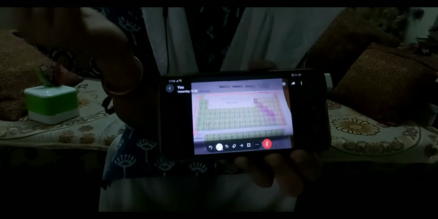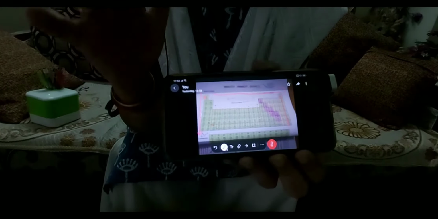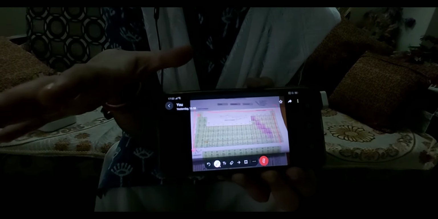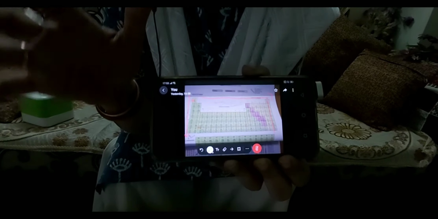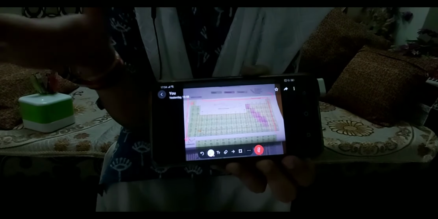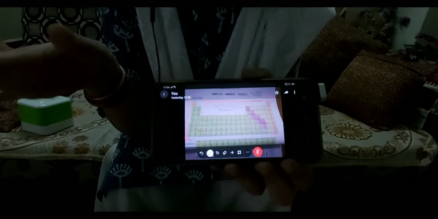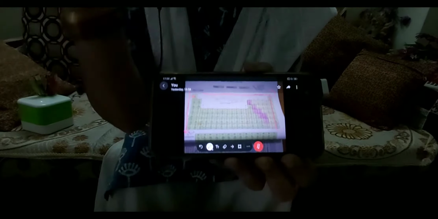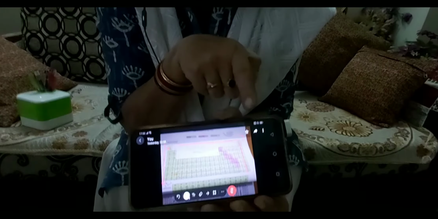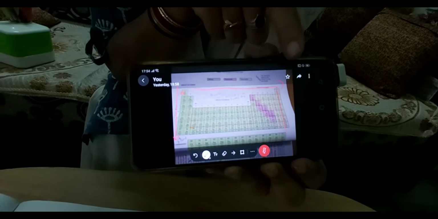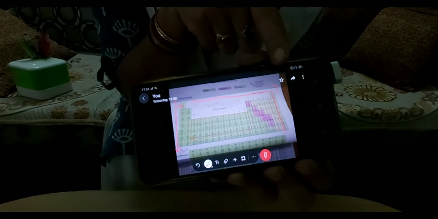Why do we call them as the zero group elements? Because they have completely filled outermost valence shell. Their valence shell consists of 8 electrons, which gives them that extra stability and makes them chemically inert. They will never be able to participate in any chemical reaction. That's why these elements are called as the inert gases. Their valency is 0, and that's why they are placed on the extreme right of the periodic table, which we call as the zero group elements.